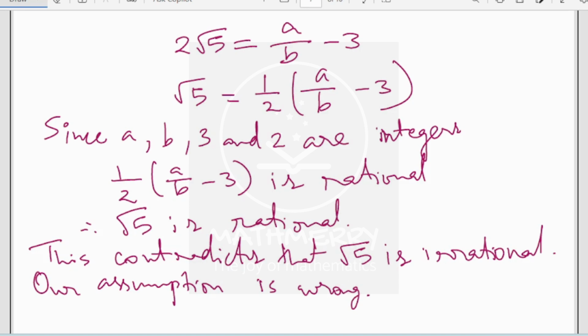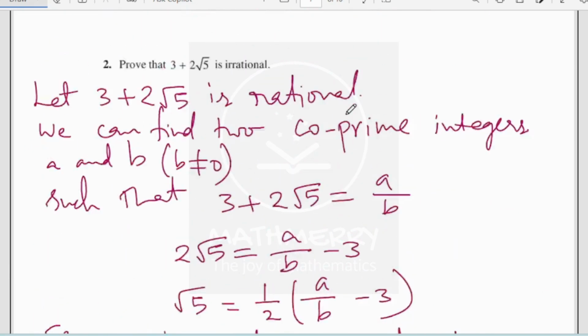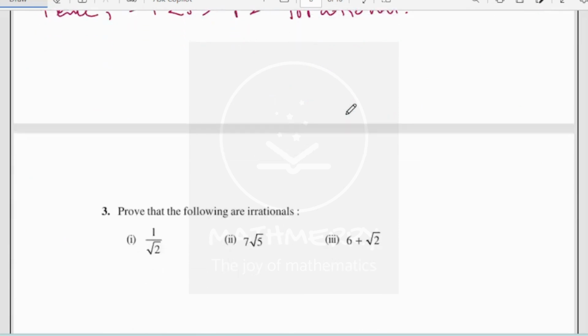Which assumption? Our assumption that 3 plus 2 root 5 is rational is wrong. So we can say that, hence, 3 plus 2 root 5 is irrational. Okay, so that's about our second question.